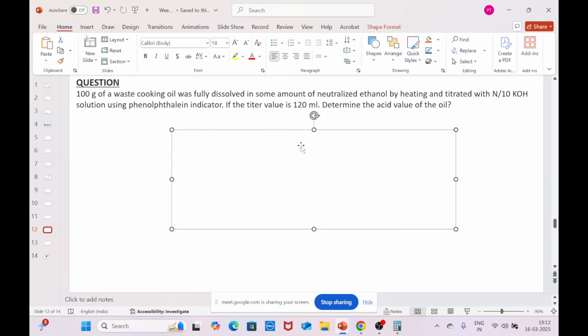How do we calculate acid value? Yes, concentration into volume divided by the mass of the cooking oil, or mass of the oil, whatever we are taking. So, what is the significance of calculating the acid value of the oil? Like, why do we calculate acid value?